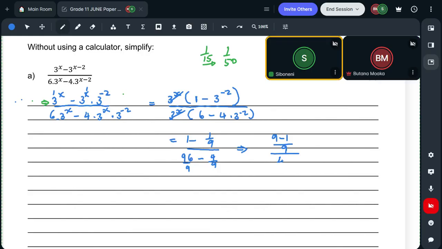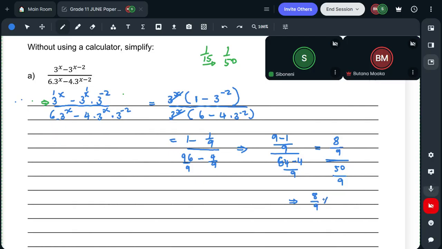40, 60, 54. It's 54 minus 4 over 9. So this tells you the top part is 8 over 9. Everything is divided by what is 54 minus 4? That's 50. Over 50 over 9, over 9, which is 8 over 9.